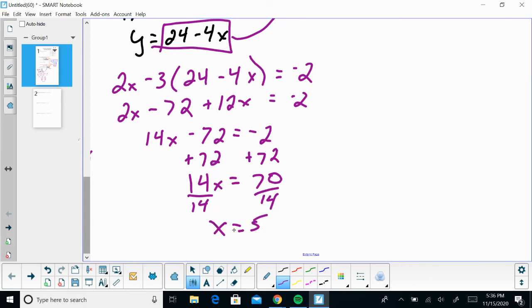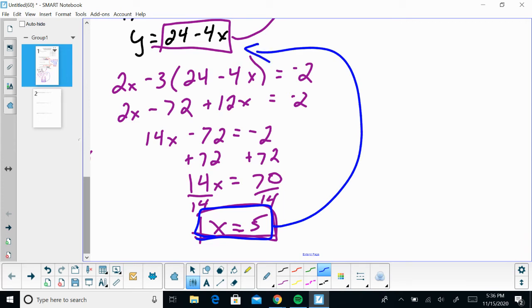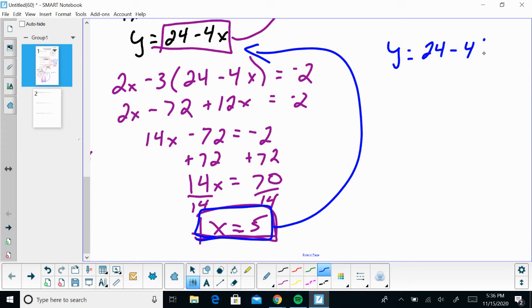x equals 5. Now I'm going to take this piece and plug it back in to my equation up here. So y equals 24 minus 4 times 5. I'm substituting it in. That's why we call it substitution. 4 times 5 is 20, so I have 24 minus 20. y equals 4.